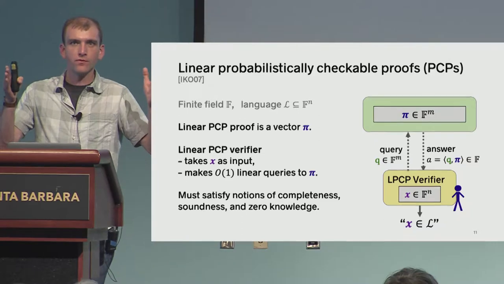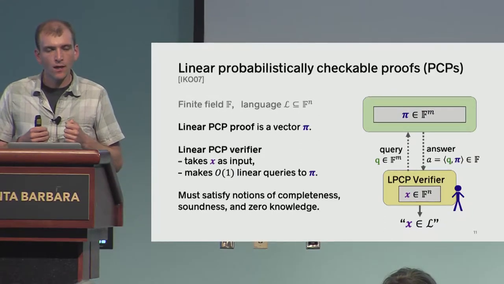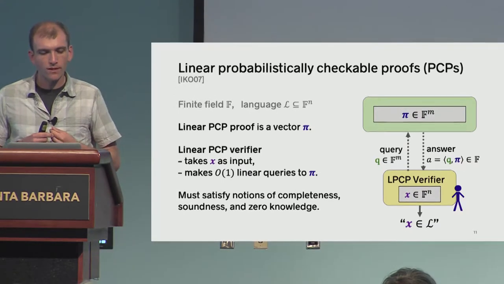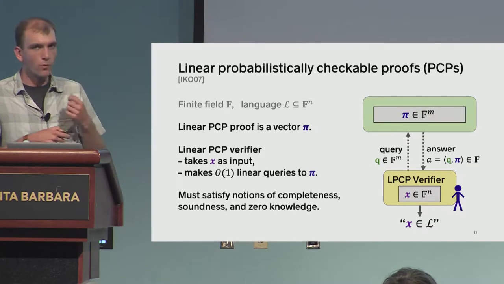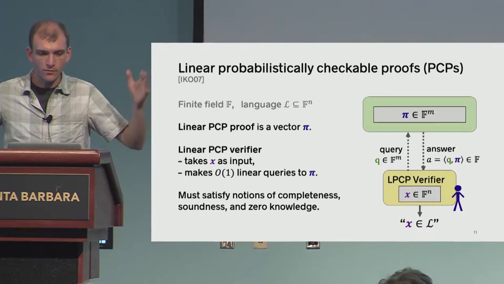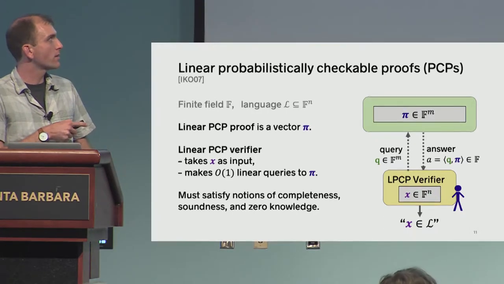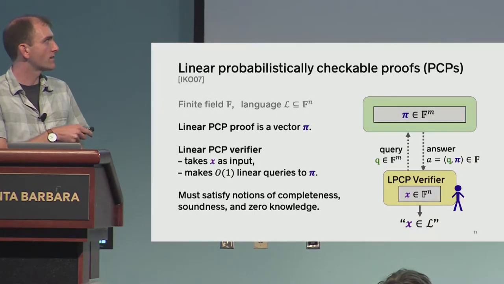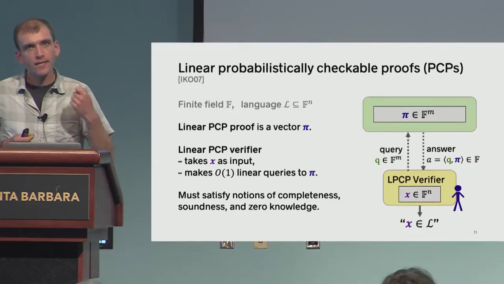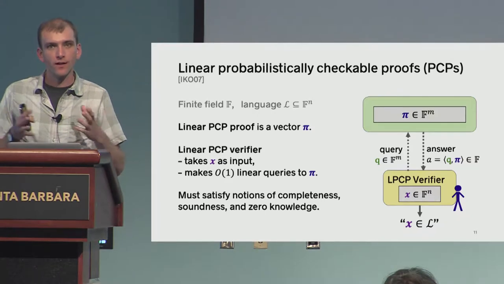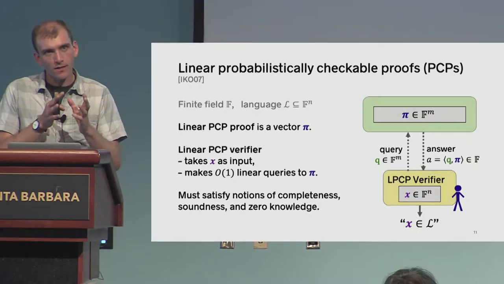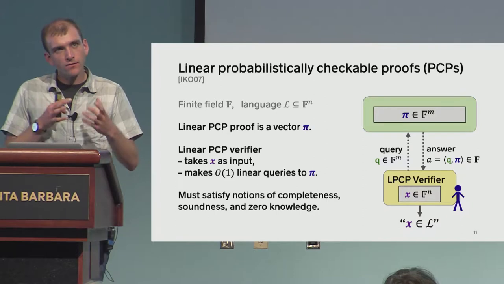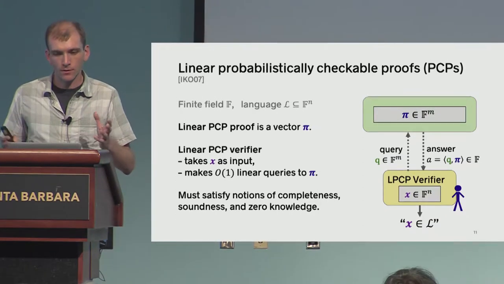Rather than reading the entire proof and the entire input and then accepting or rejecting, the verifier makes a constant number of what we call linear queries to the proof. So this verifier down here outputs a query, and this query is a vector that's as long as the entire proof. The verifier gives this query to the proof oracle, and the oracle responds with the inner product of the query and the proof. This answer is a constant size answer, one field element in size. After making a constant number of these queries, the linear PCP verifier should accept or reject. So even though the verifier can't explicitly read the proof, it has implicit access through these oracle queries. And this type of proof system should satisfy natural notions of completeness, soundness and zero knowledge.